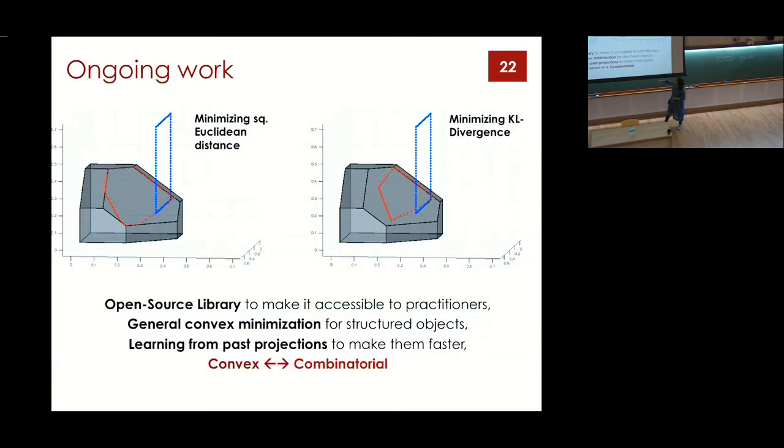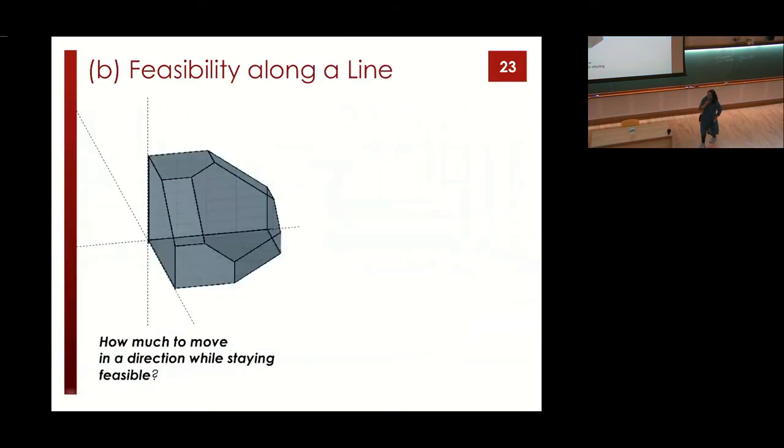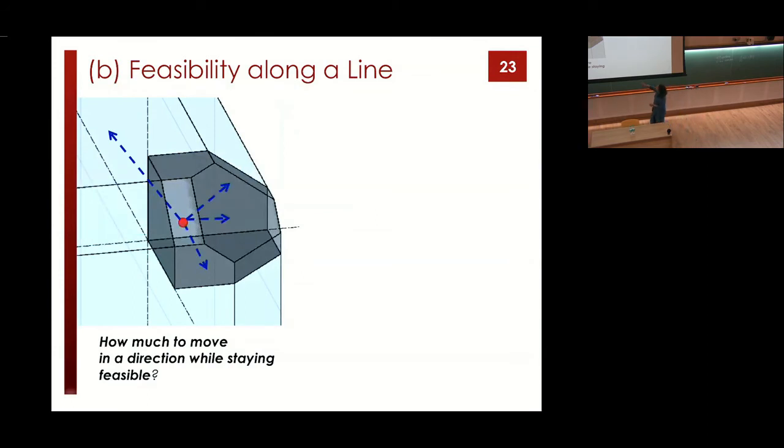And a broader direction is really going across convex and combinatorial and seeing what can be done better using techniques from the other stack of optimization. So with this, let me talk to you about the step that I brushed under the rug, which is feasibility along a line. If I have a point in my submodular polytope, and in this example I'm going to take the extended submodular polytope, which does not have non-negativity constraints, so it is all of the shaded space. And I have that point, and I want to move along a line. How far can I move along a line while staying feasible?